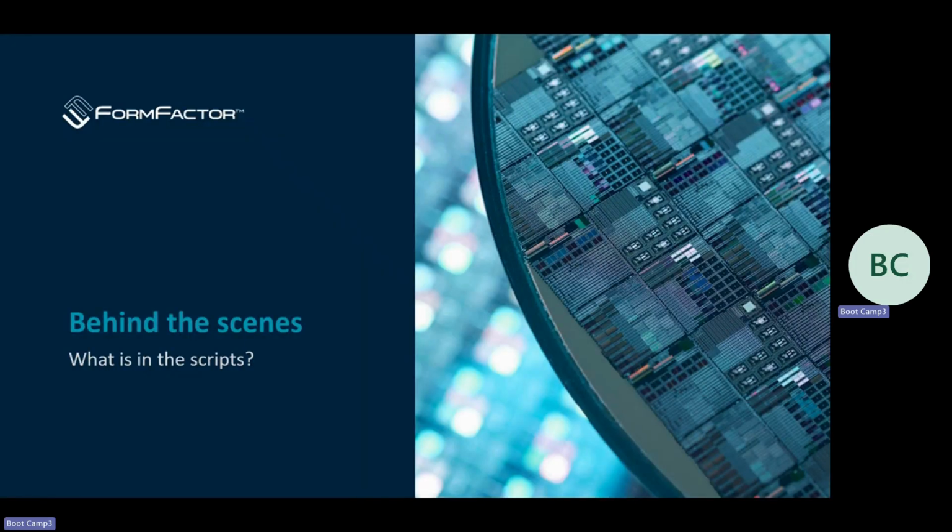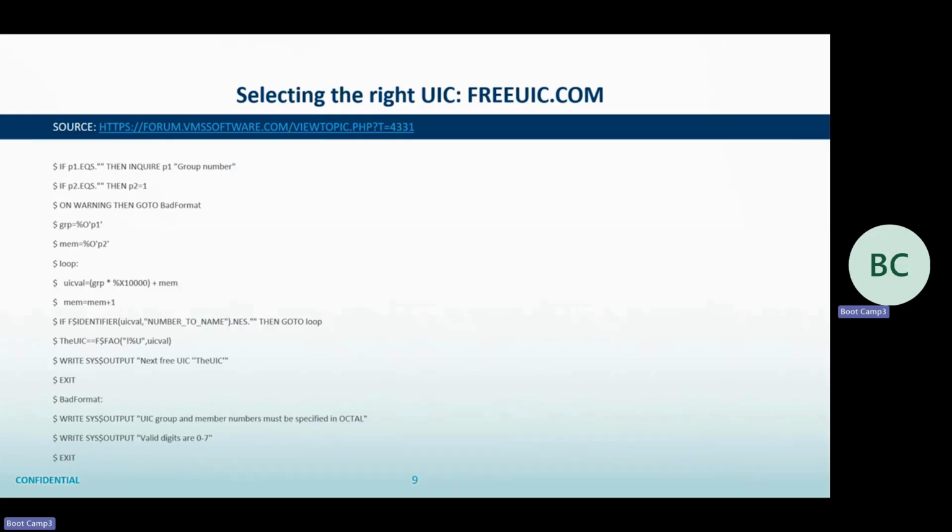And then behind the scenes, I did a little search out there. I'd seen prior companies where I implemented something similar. It's freeuic.com, and it was out there on the VSI forums. So I just actually stole it, but in the code I commented where I got it. It has this little thing to go through all of the UICs after you give it a little bit of information like the group number, and then you get the picture, right?